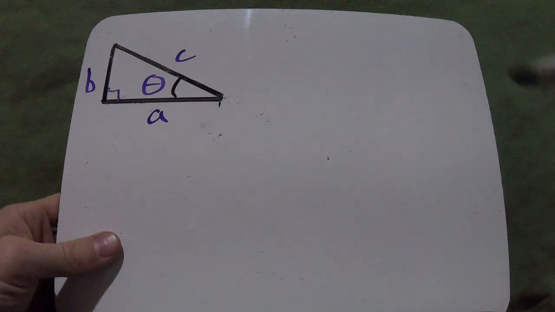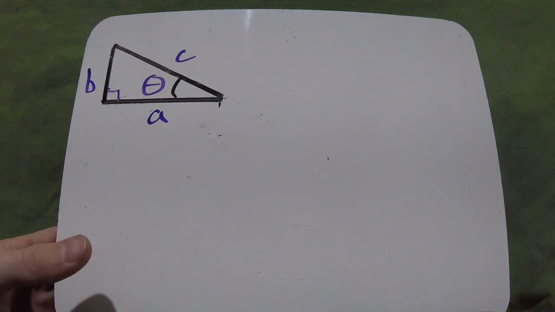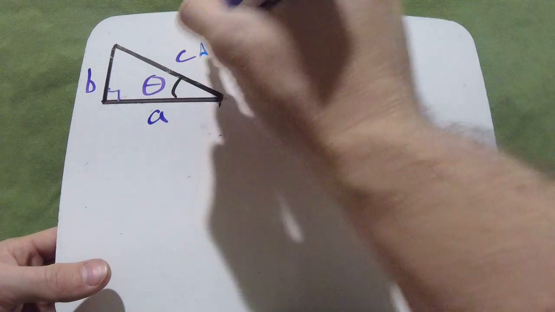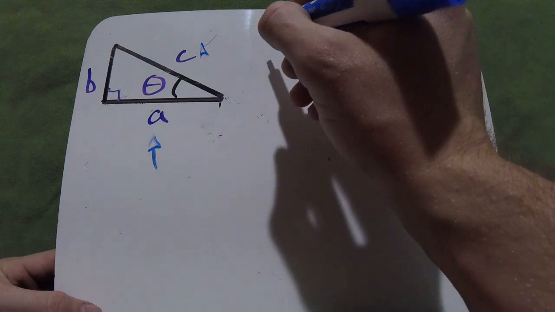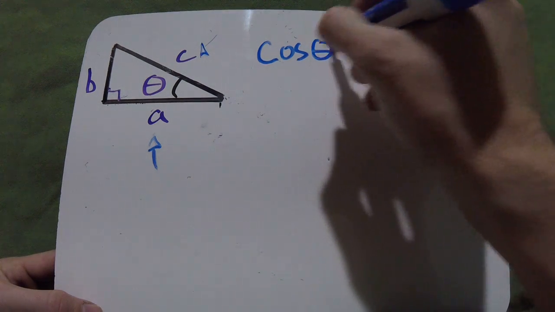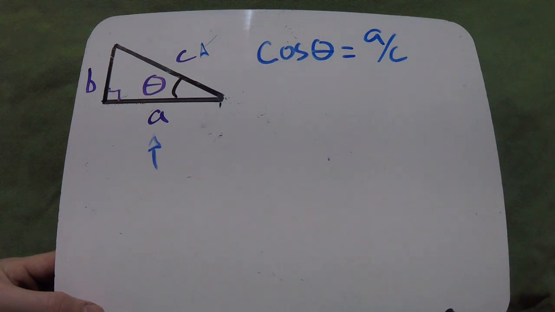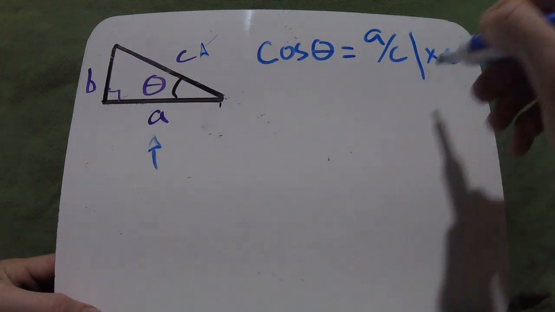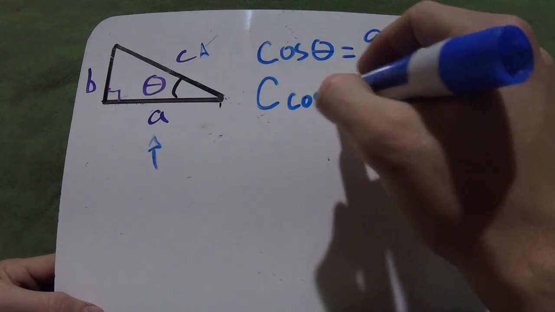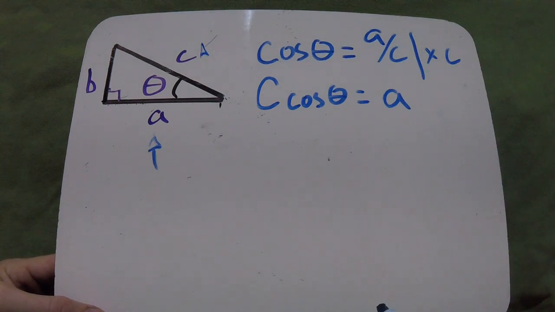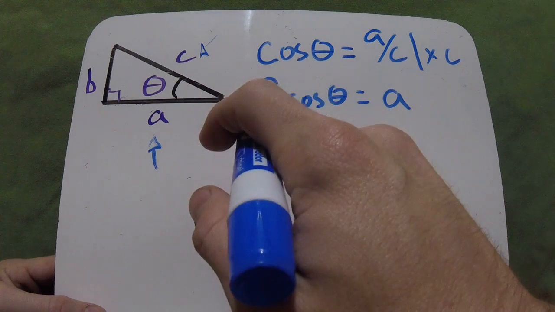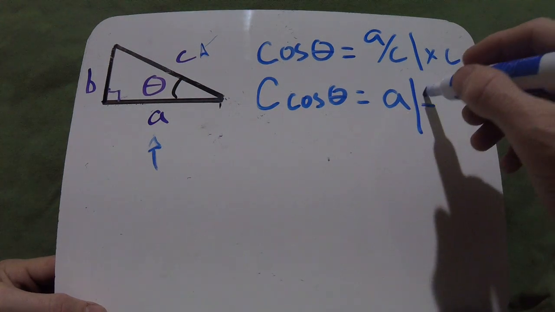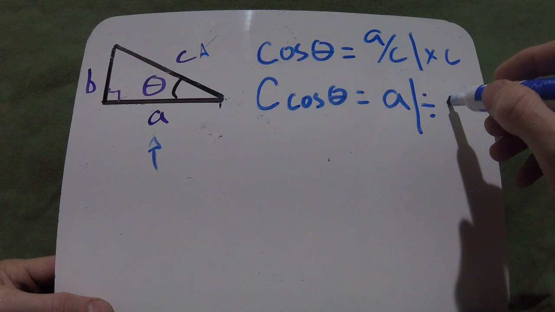Let's say we want to define C. I'll use blue for this. Let's say we want to define C, but all we know is A, right? Well, I come back to my cosine function equals A divided by C, and I say, well, I want to isolate C. So first step, nice and simple, multiply by C. So I say C cosine theta is equal to A. Well, that's close to what I want, but now I see that all I need to do is divide both sides by cosine.